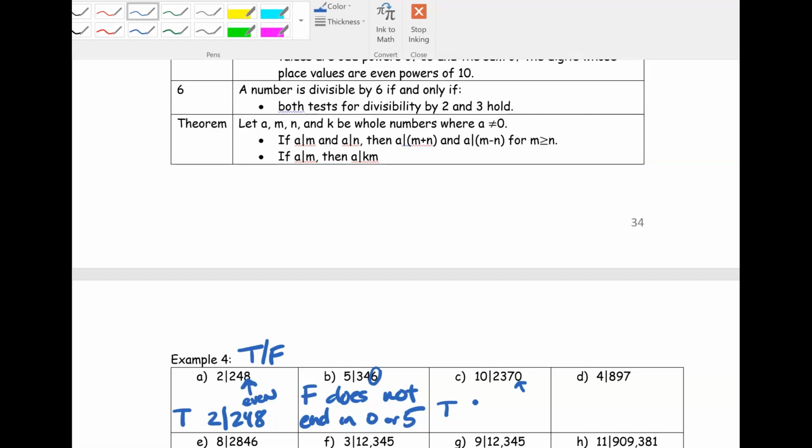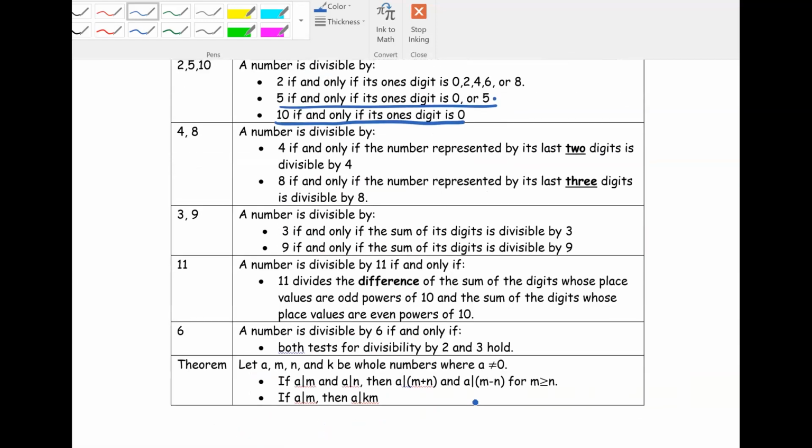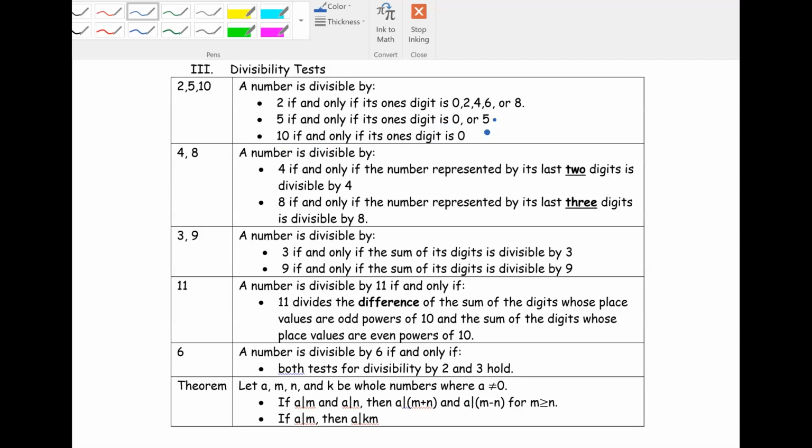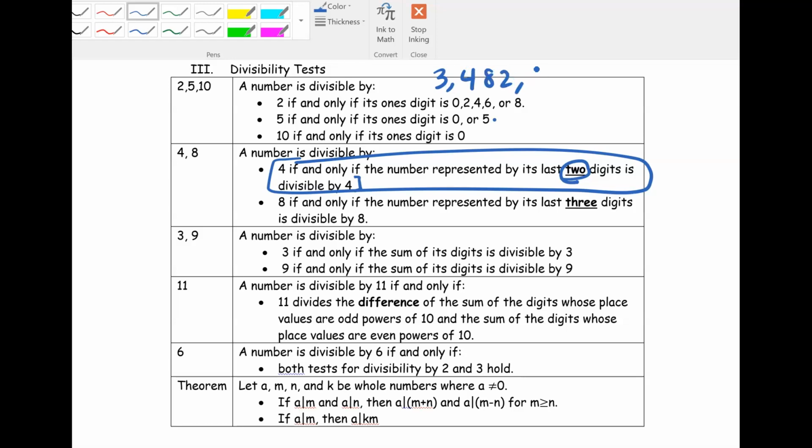Okay, so let's move on to 4. So what's the rule for 4? A number is divisible by 4, we've got that right here, if and only if the number represented by the last 2 digits is divisible by 4. So what that means is you could have a really long number like 3,482,625, and if you didn't have a calculator, all you would have to do is look at the very last 2 numbers and say, well, is 25 divisible by 4? It's not, so this number is not divisible by 4. It makes it a lot quicker. So let's go look at our example.